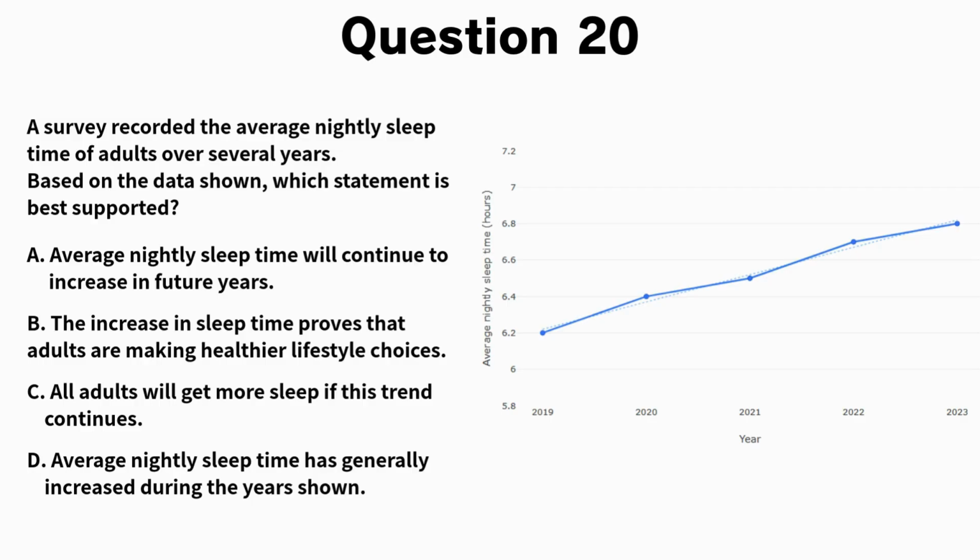Question 20. A survey recorded the average nightly sleep time of adults over several years. Based on the data shown, which statement is best supported? A. Average nightly sleep time will continue to increase in future years. B. The increase in sleep time proves that adults are making healthier lifestyle choices. C. All adults will get more sleep if this trend continues. D. Average nightly sleep time has generally increased during the years shown.